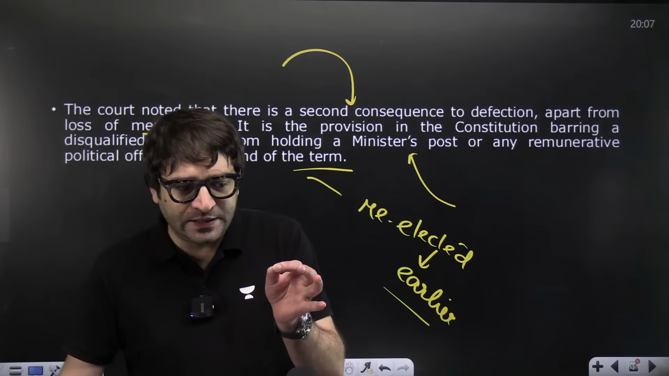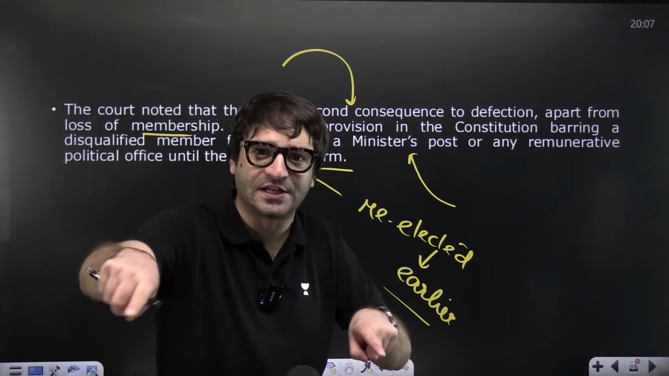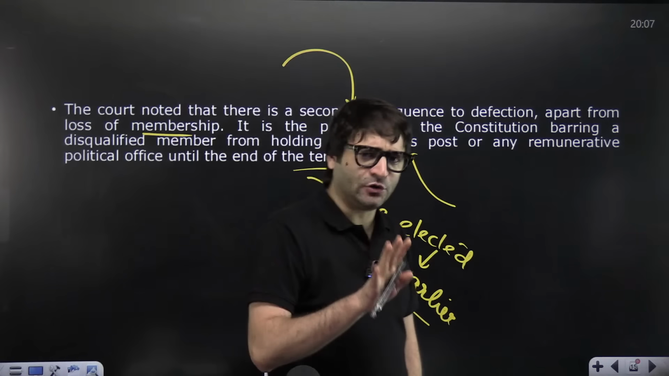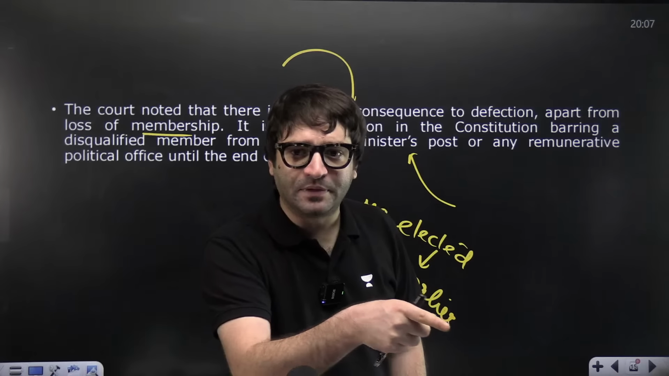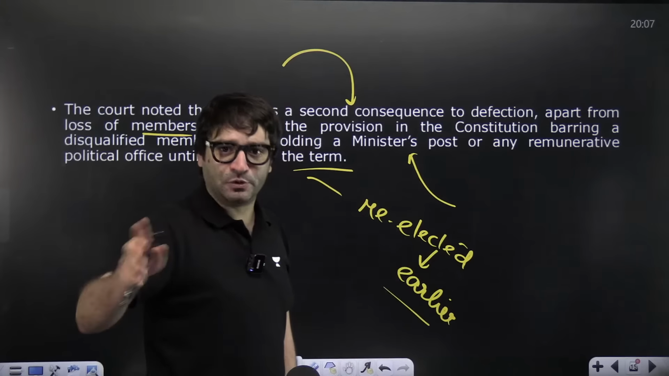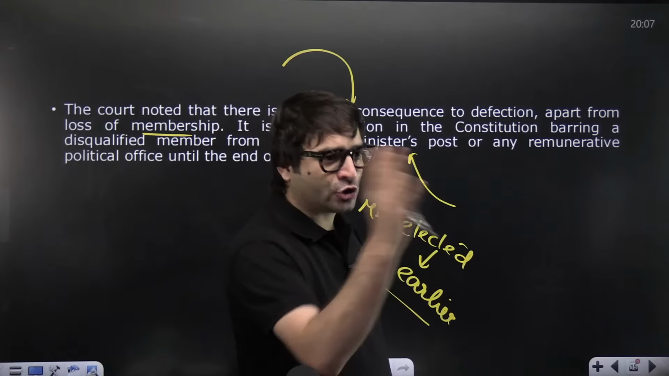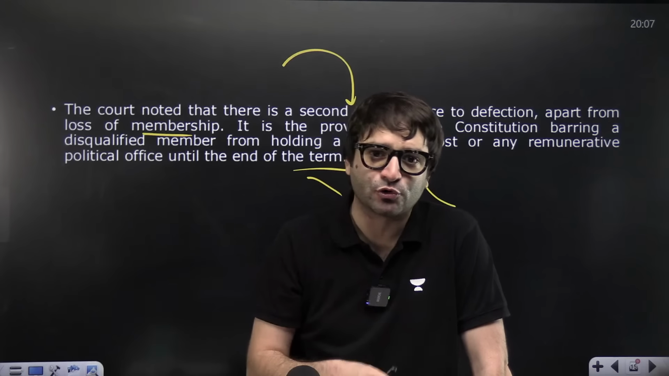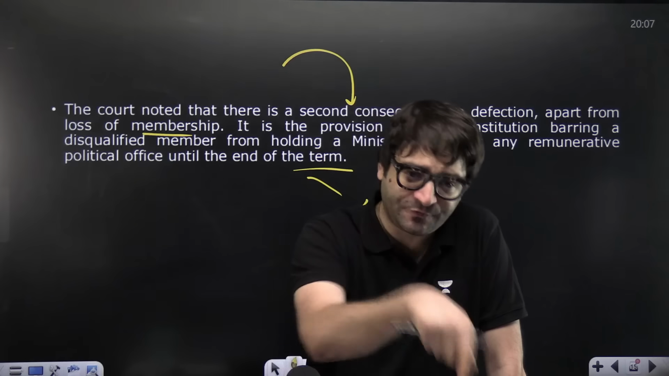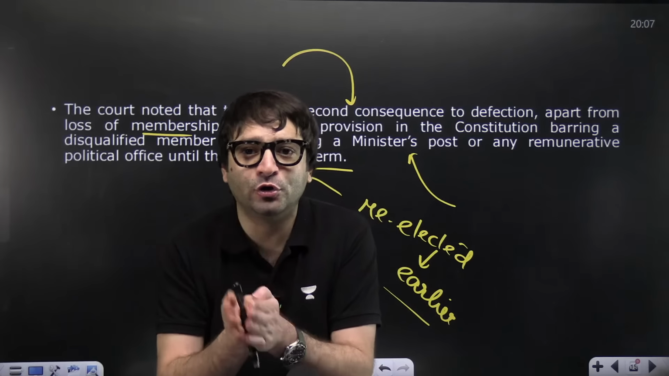Will the whip be appointed by the leader of the legislative party or the leader of the political party, the organizational wing? The court categorically stated that the prerogative of appointing a whip is with the political party. So the political party AIADMK issued a whip, a directive to all its MLAs that you have to vote against the confidence motion. 25 MLAs voted in favor of the confidence motion. What does it mean? It means that you should be disqualified.